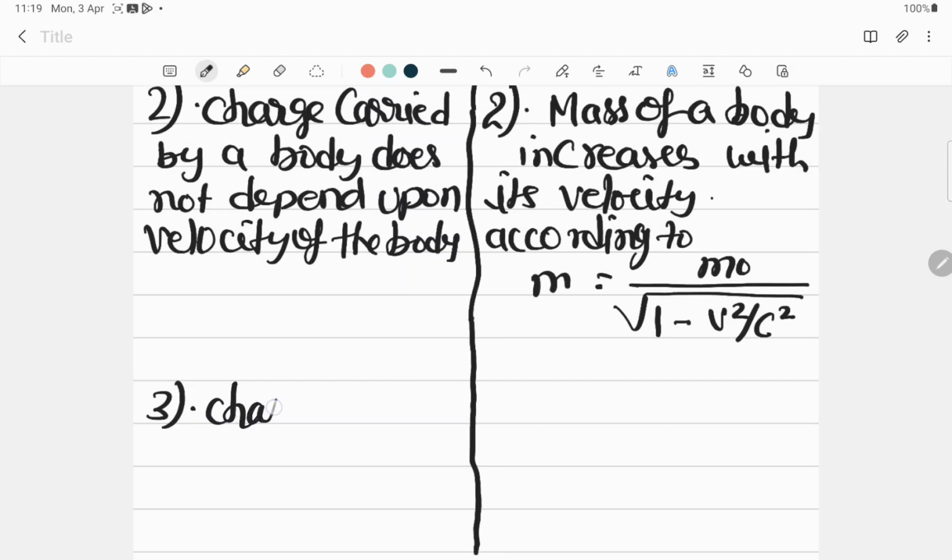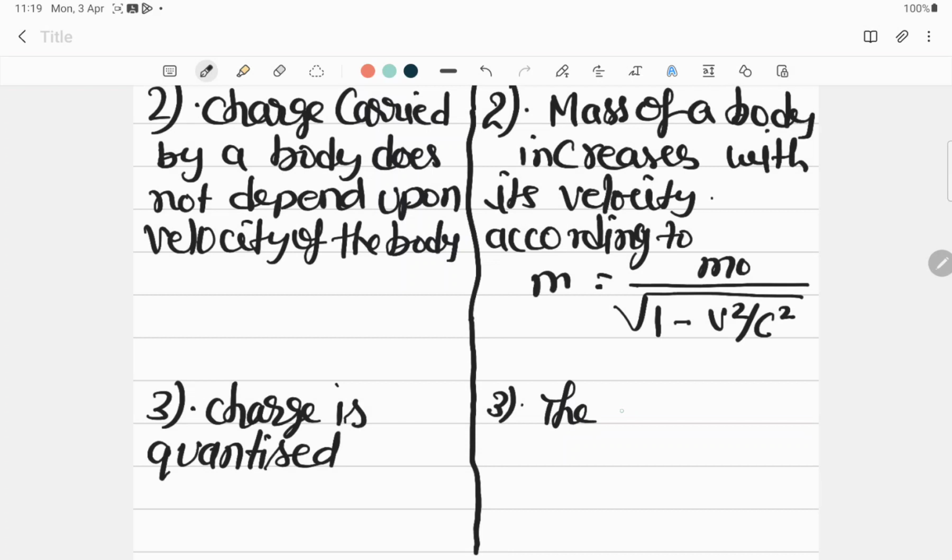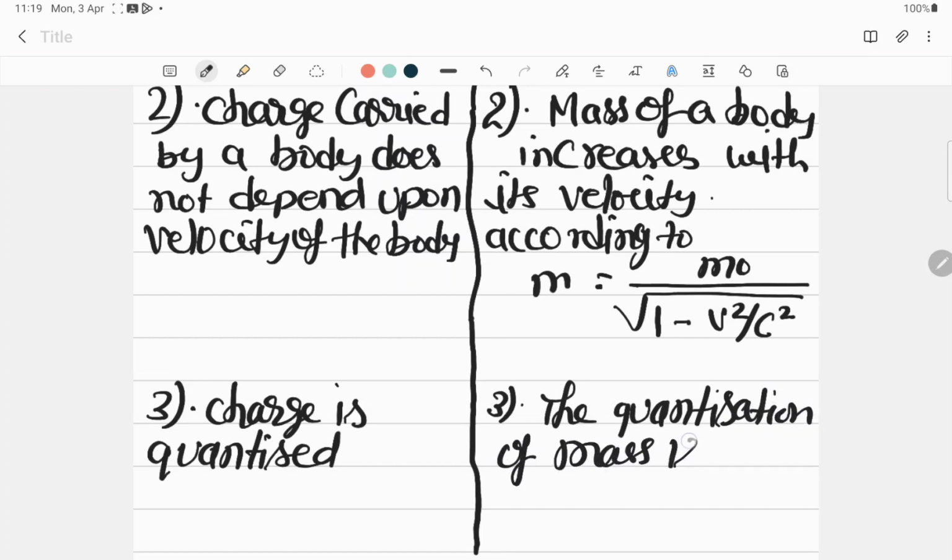Now the third one. Charge is quantized. The quantization of mass is yet to be established, which means it is under research. It is not yet decided.